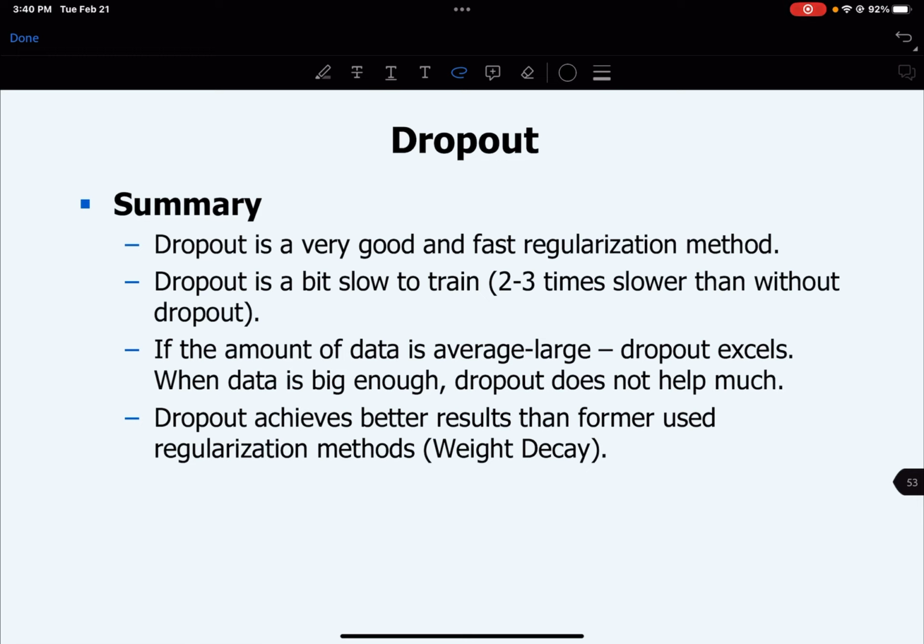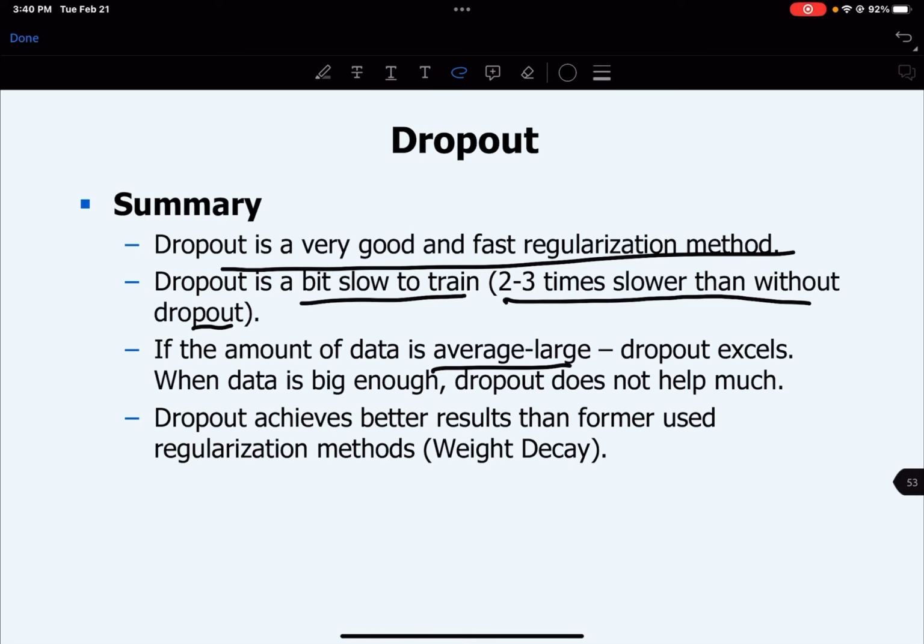So dropout is a very good regularization method. However, it is a little bit slow. It needs 2 to 3 times longer than without dropout. If the amount of data is large or average, then dropout excels. And when the data is big enough, dropout does not help much.